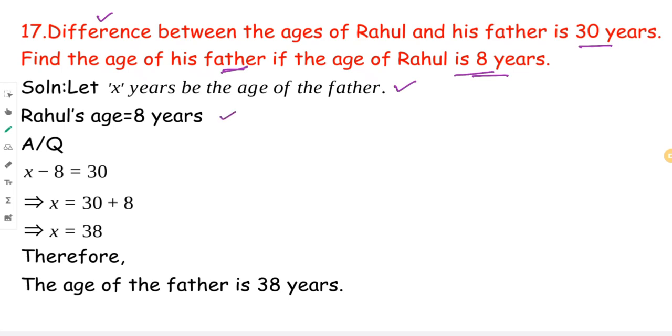Now, as per the question, the difference between the ages of Rahul and his father. That means I have to subtract both of them, right? And remember, x has to be first. Why? Because we know that the father's age will be bigger than the son's age, right? So remember, in subtraction, we always write the bigger number first. So x minus the age of the son. What is the difference? They said 30 years, right? I'm trying to find this x. This minus 8 will go to the other side, it will become plus. Then 30 plus 8, I'll get 38. So we know that the age of the father is 38 years.